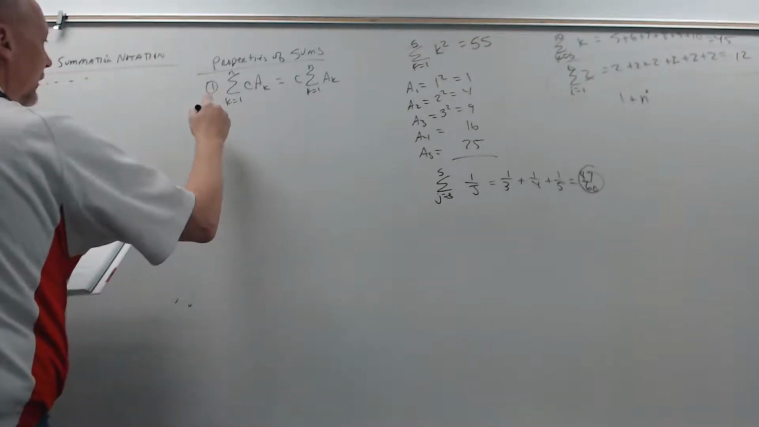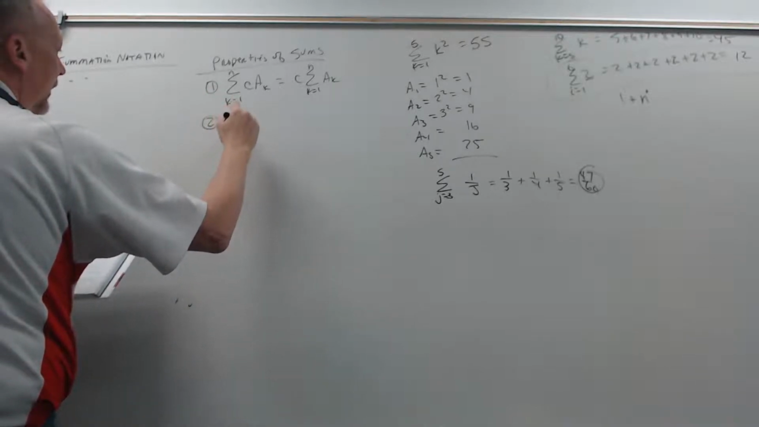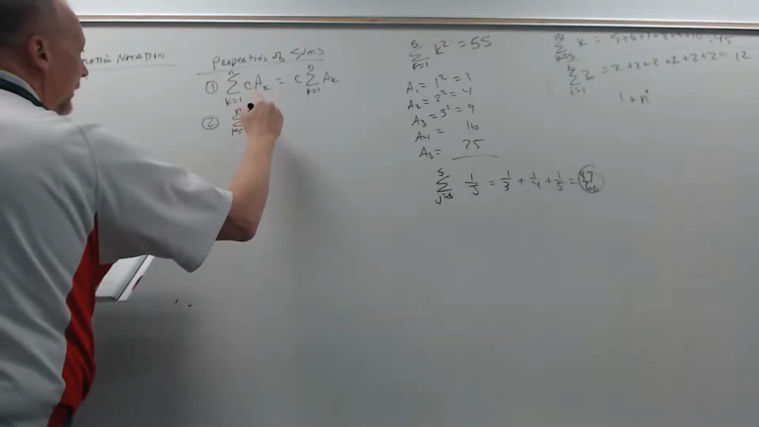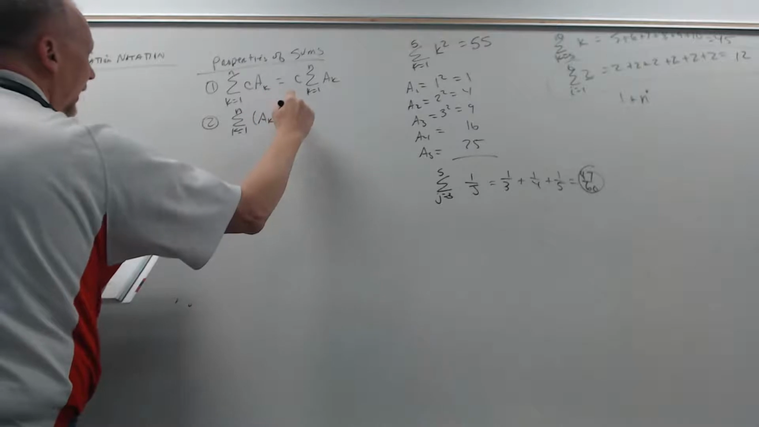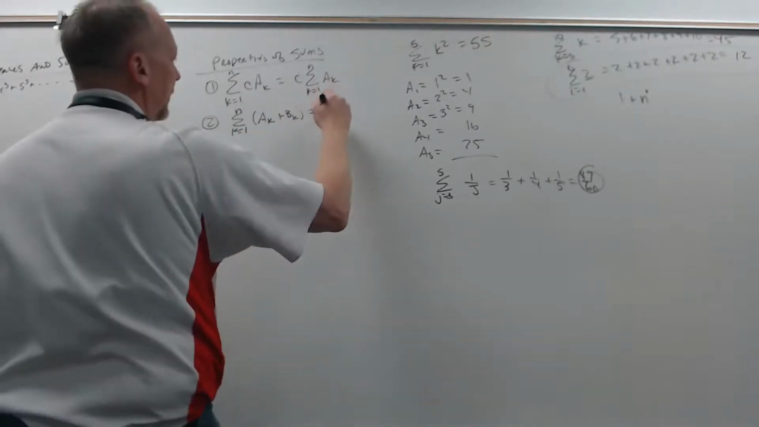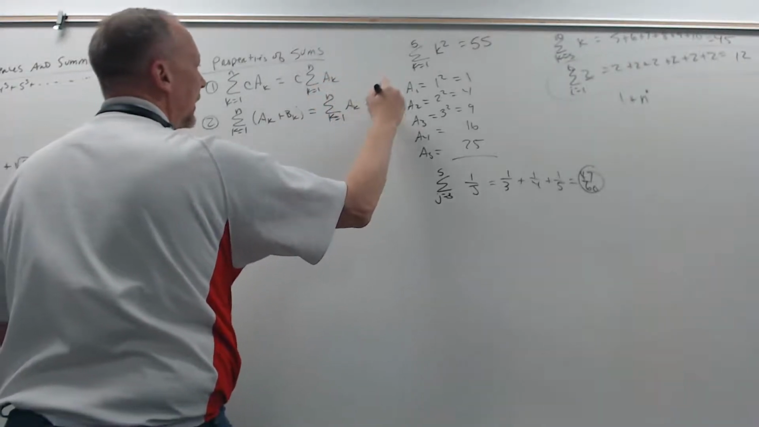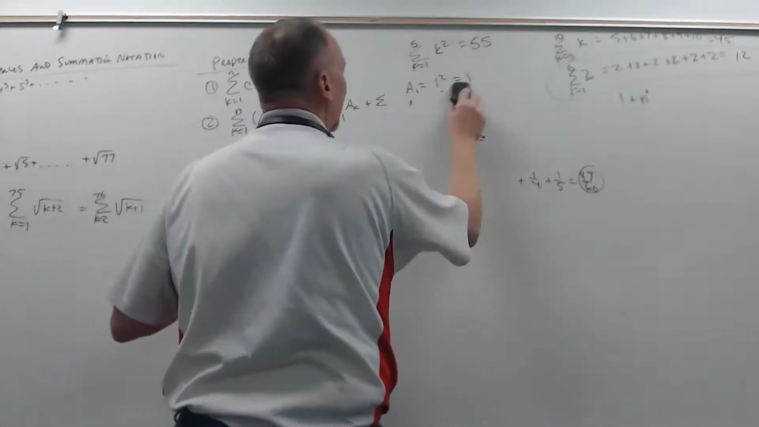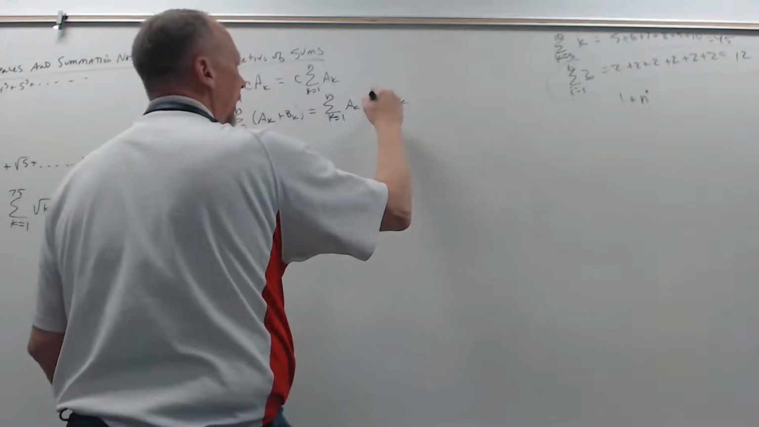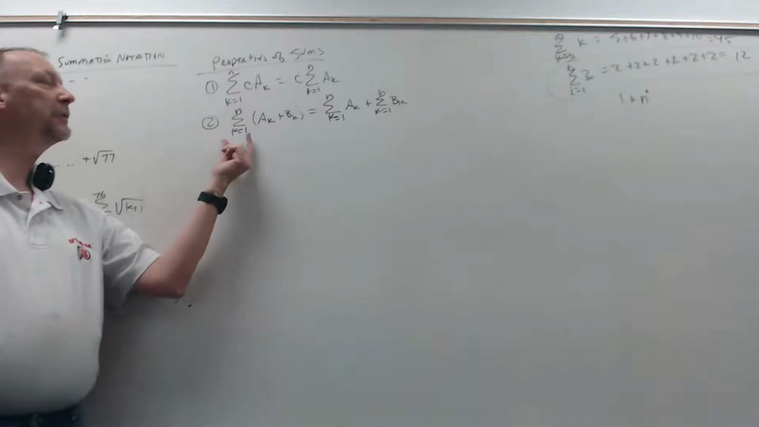Another property of sums says, if you do the sum from k equals 1 to n of sequence a sub k plus sequence b sub k, you can break that up, and that will be the sum from k equals 1 to n of a sub k plus the sum of b sub k from k equals 1 to n. Okay, so you can kind of think of that as distributing your sum through.